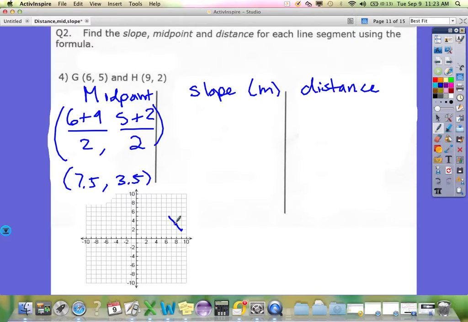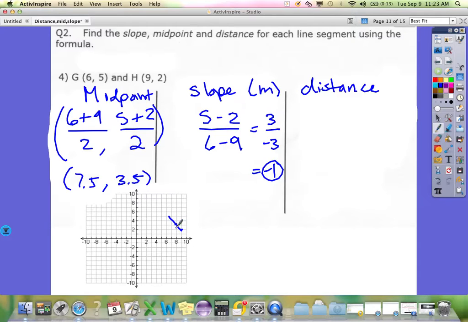So slope, I can count. You can see how many are going down, how many are going over. I'm just going to work it out for practice. So y minus y, x minus x, that gives me 3 over -3, and that would be -1, which makes sense because you can see it's going down 1 over 1, down 1 over 1.